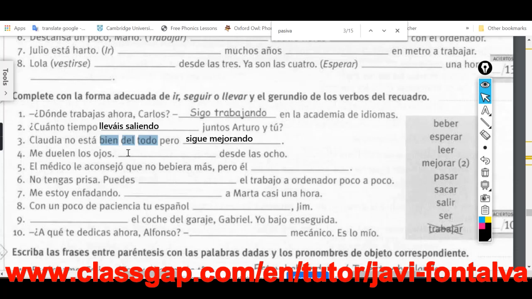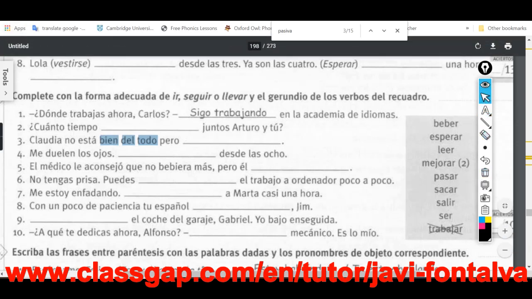Okay, we're gonna do one more. Me duelen los ojos desde las ocho. So it is a period of time. So it will be llevar. I'm talking about me, so llevo. And I'm talking about my eyes, so it has to do something with my eyes. So probably reading, so it will be leyendo. So llevo leyendo desde las ocho. I've been reading since 8. Okay, let's stop.